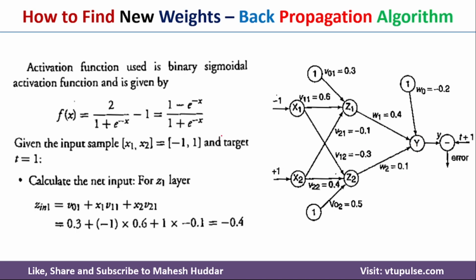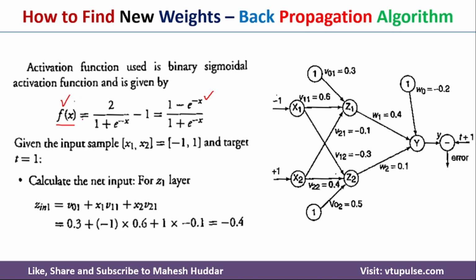Before that, first we will try to understand the equation for the bipolar sigmoidal activation function. The bipolar sigmoidal activation function f of x is given by 2 divided by 1 plus e raised to minus x, minus 1. If you solve this, you will get the simplified version, that is (1 minus e raised to minus x) divided by (1 plus e raised to minus x). Whenever you want to calculate the output at any neuron, we need to use this activation function.